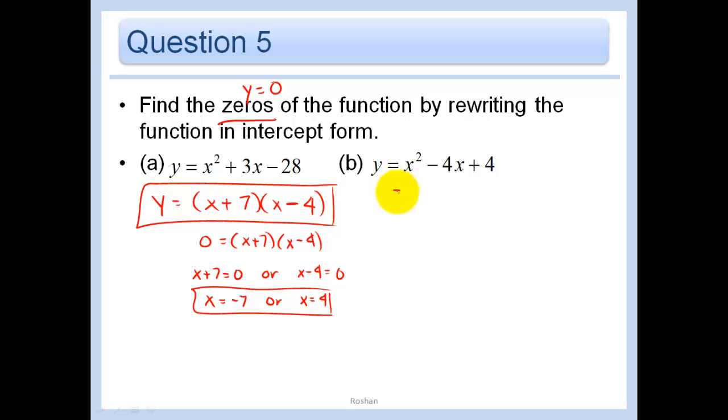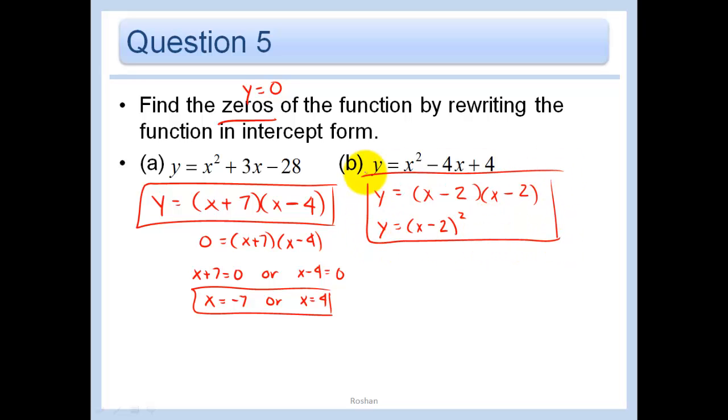And then let's just factor this guy. X and x, ooh, this looks pretty perfect. 2 and 2, minus and minus. You could write this as y equals x minus 2, the quantity squared. Either of these two answers are great.